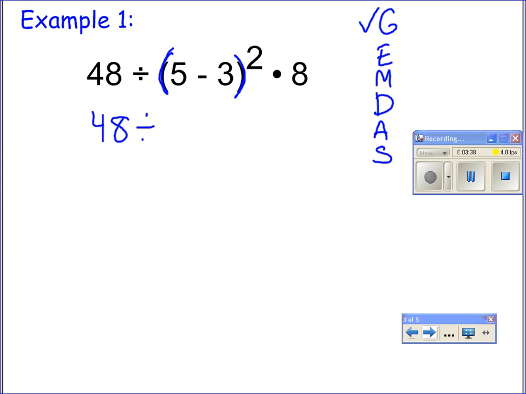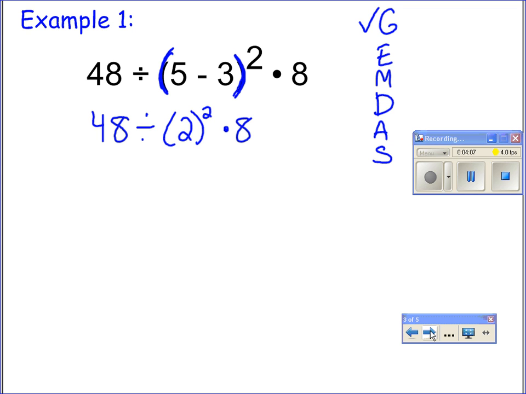It's going to end up looking like an upside down triangle once we complete the problem. So 5 minus 3 is 2. I'm going to leave it in parentheses until we take care of the exponent. And we need to rewrite the times 8. So again, we used the G. We took care of the grouping symbols. 5 minus 3, which is 2, and leave the exponent there.